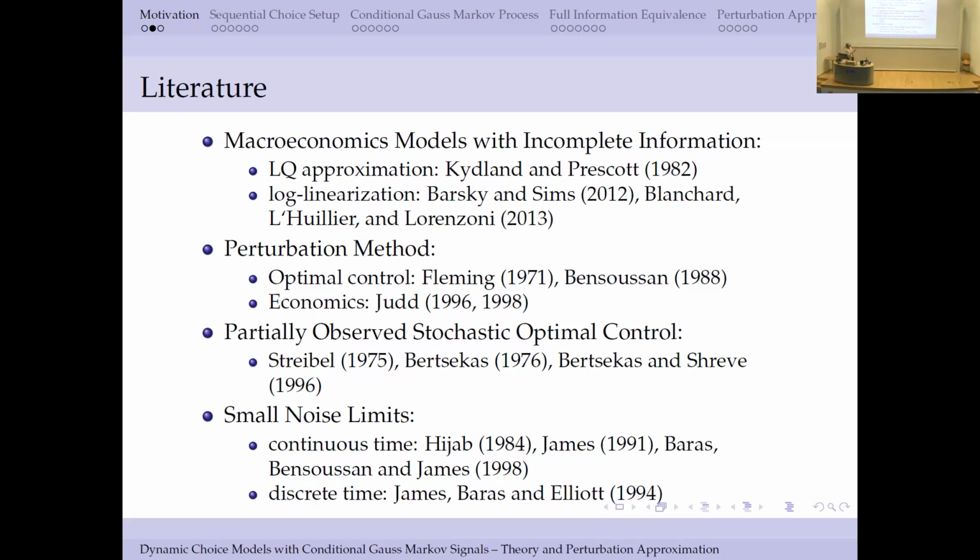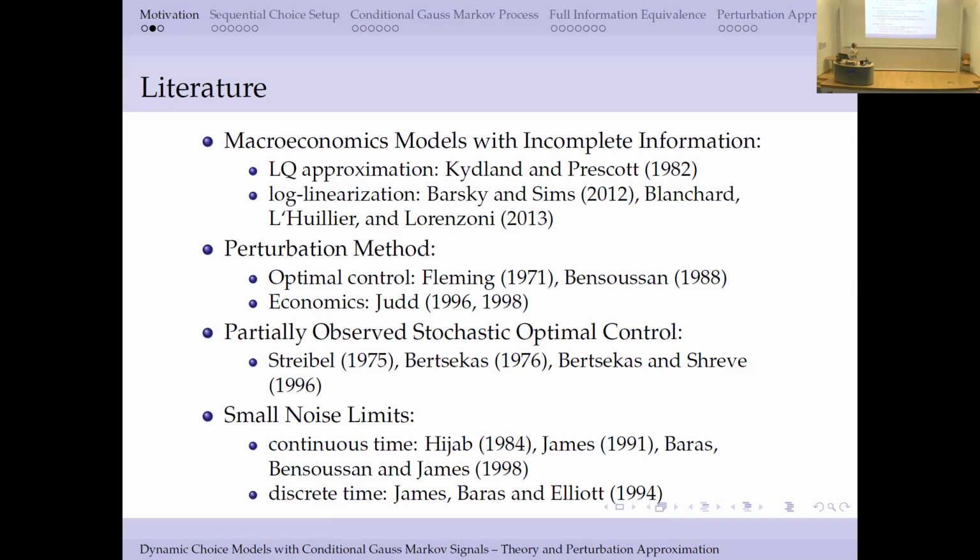To the best of my knowledge, maybe the most complete treatment of optimal control under partial information can be found in this book by Bertsekas and Shreve that essentially covers the infinite horizon case, general action and state spaces, right? So that's kind of the most complete treatment that we're going to draw upon.